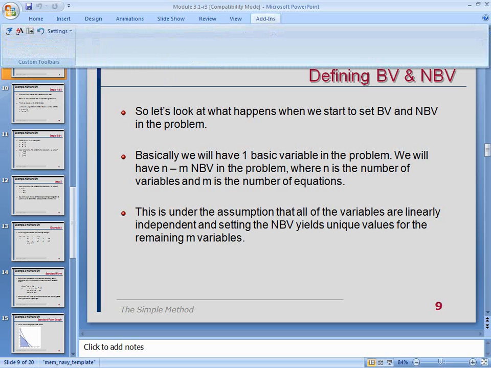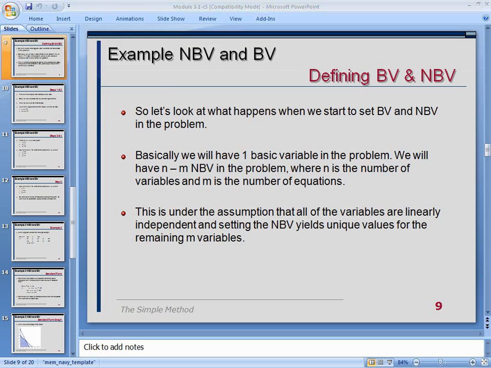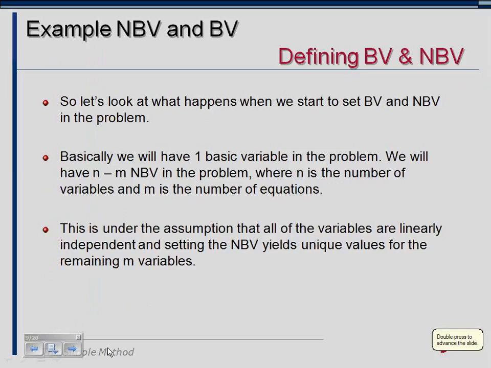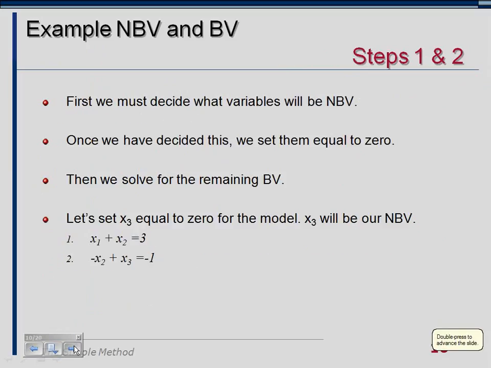Hopefully this will all come together in just a moment. So what we're going to do is decide what variables will be non-basic variables. Once we decide this, we're going to set them equal to 0 and solve for the remaining 2. So in this problem, x3 is going to be our non-basic variable. Why? Well, I just decided it's going to be. So I plug in x3 is equal to 0.